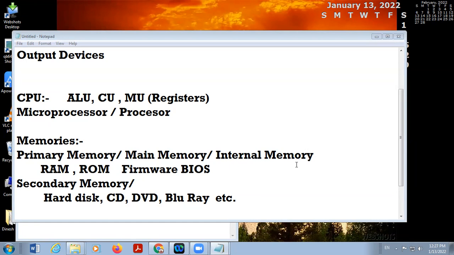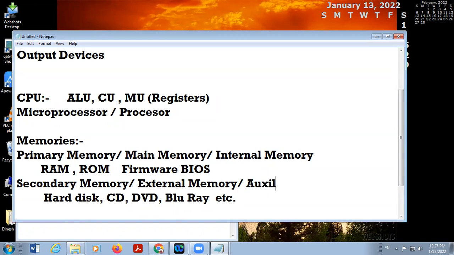So here is secondary memory. Another name is external memory, and there is another name, auxiliary memory. So these are the three names given to the same type of memory, the secondary memory, that is permanent in nature. So remember one thing: primary memory is temporary in nature, for a short period, but secondary memory is permanent in nature, for a long period.